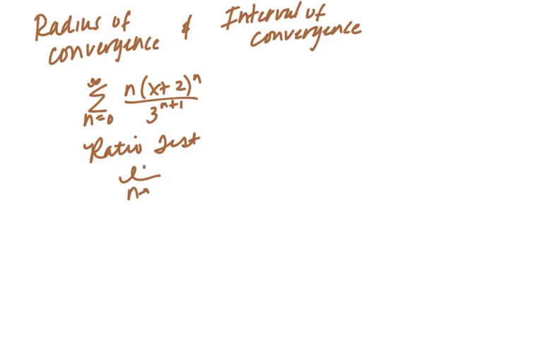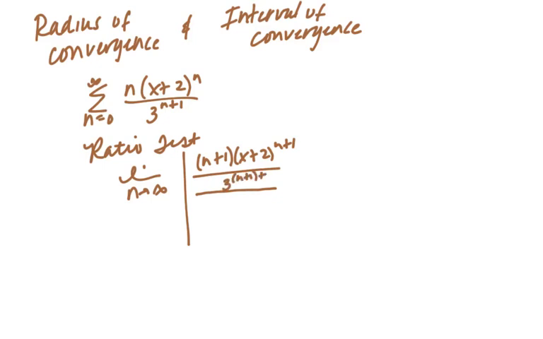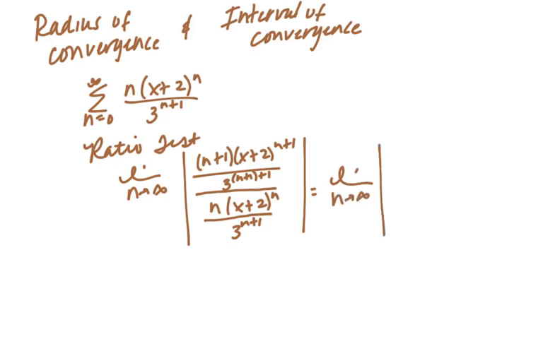So we say the limit as n approaches infinity, big fraction, n plus 1 times x plus 2 to the n plus 1, over 3 to the n plus 1 plus 1. And in the denominator we have n times x plus 2 to the n over 3 to the n plus 1. There are people who kind of like to work through this step in a different way. I think it's easier to see every part of it.